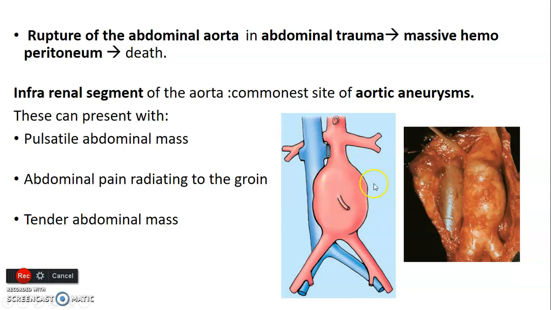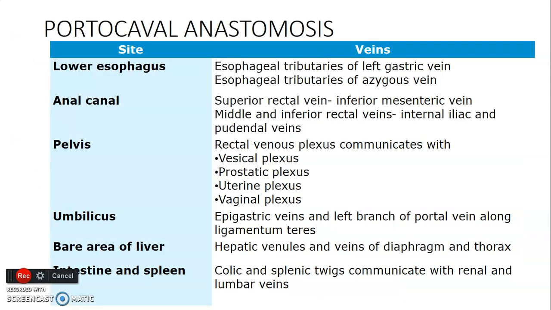As you can see that dilatation, we call it infrarenal segment. It's a part of the aorta after it has given out the renal artery. So usually in extreme dilatation, the abdominal aorta can rupture, leading to massive hemoperitoneum, bleeding within the peritoneum, and that can cause death. Then remember the site for portocaval anastomosis.